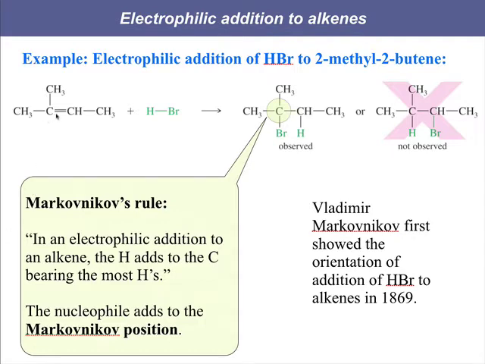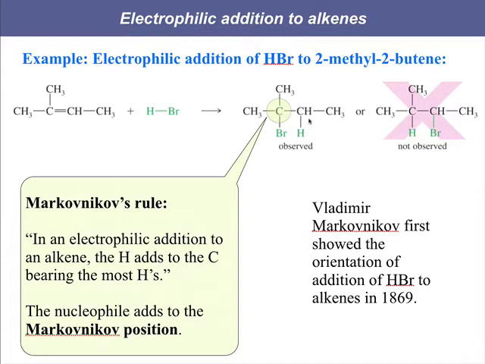Notice that in the alkene, our carbon on the left has no hydrogens. It's only got two methyls. It's the more substituted one. The carbon on the right has only one methyl and one H. So when we're going to decide what carbon our hydrogen goes on, the hydrogen is going to go onto the carbon bearing the most hydrogens. That's kind of along the lines with Zaitsev's rule.